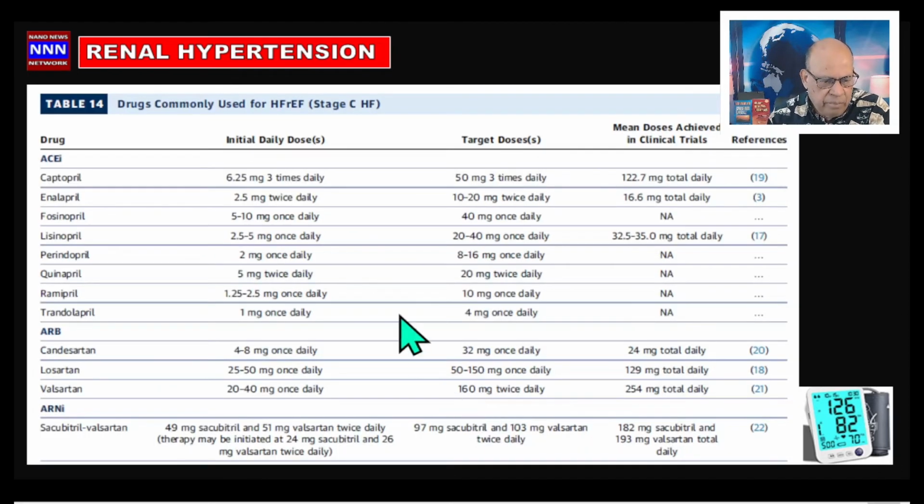And here is a complete, composite list of all these drugs. And you may want to print this and put it on your notice board so that you know what drugs to use if you are dealing with a patient with renovascular or renal hypertension.